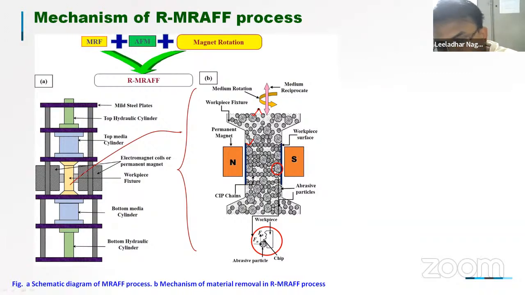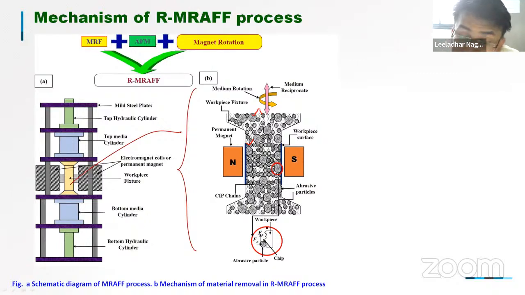CIP particles are ferromagnetic in nature, and the iron particles are non-magnetic in nature. Here we have the paraffin oil, which works as a carrier medium, and grease, which works as an additive. All these things make up this MR fluid. The properties of this MR fluid we have seen in the previous slide.